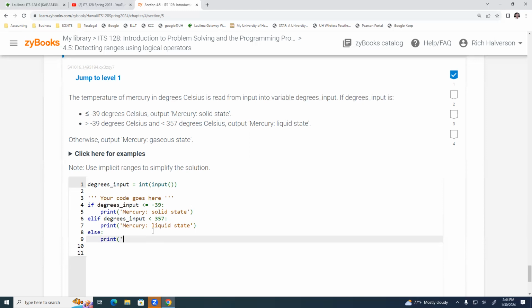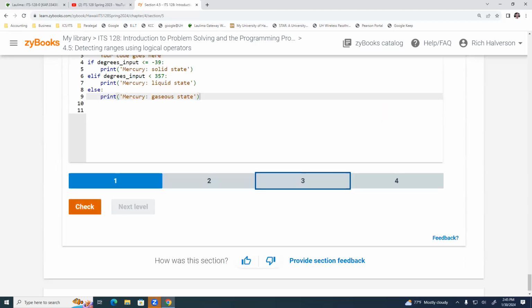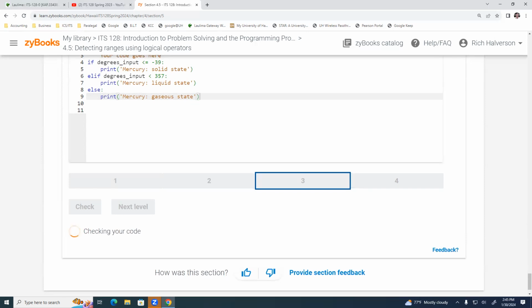Print mercury is in a gaseous state. Okay. And there we have it.